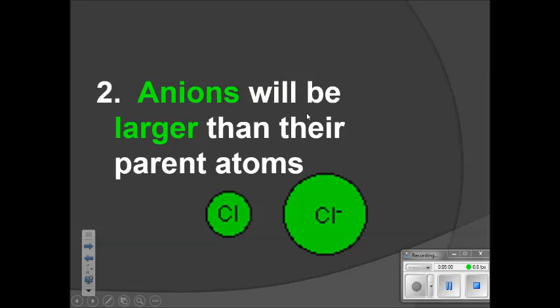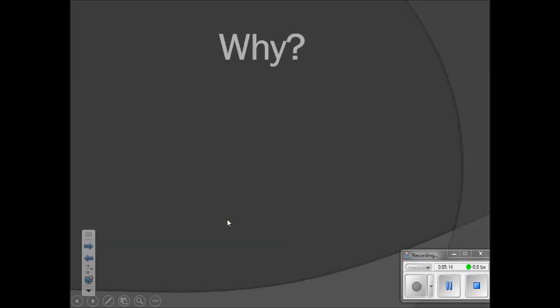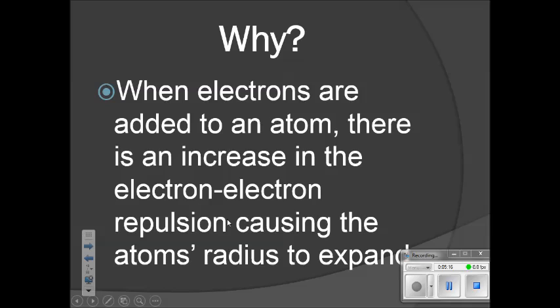So if we have something like chlorine and it gains an electron, you're putting an extra electron on that energy level. Do electrons like to be near each other? No. And so what are they going to do? They're going to repel and push outward to try to get away from each other. And that is the reason why anions will always be larger, because there will be an increase in this electron-electron repulsion. Okay, so there's the short version as to why they are the way that they are.